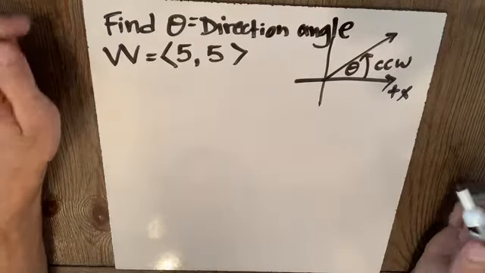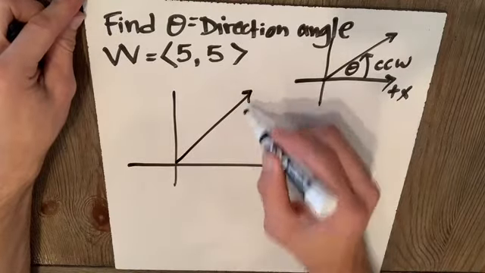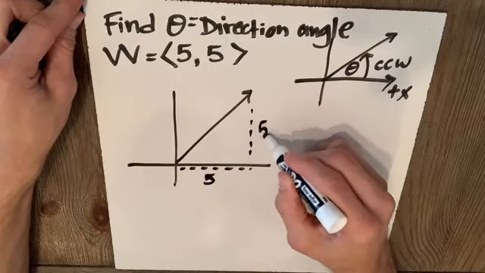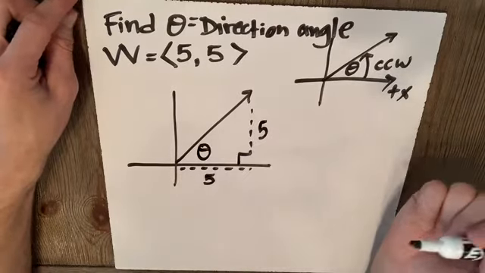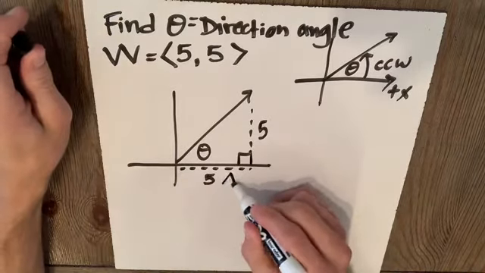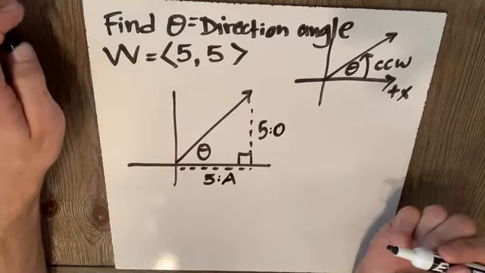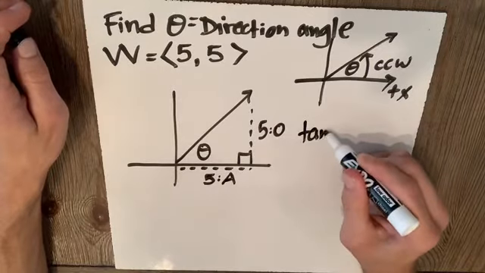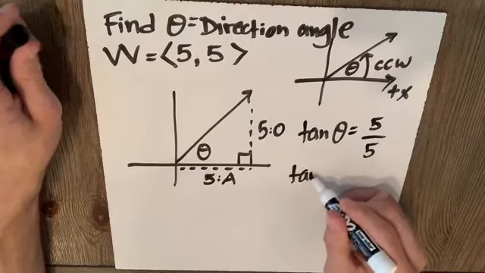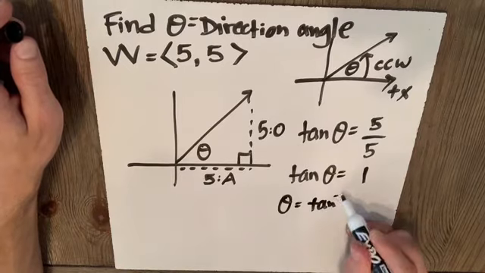All right, so if I'm given this and I say, all right, I'm going to go over 5 and up 5, so our x component is 5 and our y component is 5. So this turns into a right triangle trig problem. Given 5 and 5 for adjacent and opposite, find theta. Well, that sounds like a tangent problem to me. Tangent of theta equals opposite over adjacent. Tangent of theta equals 1. So theta is inverse tangent of 1.